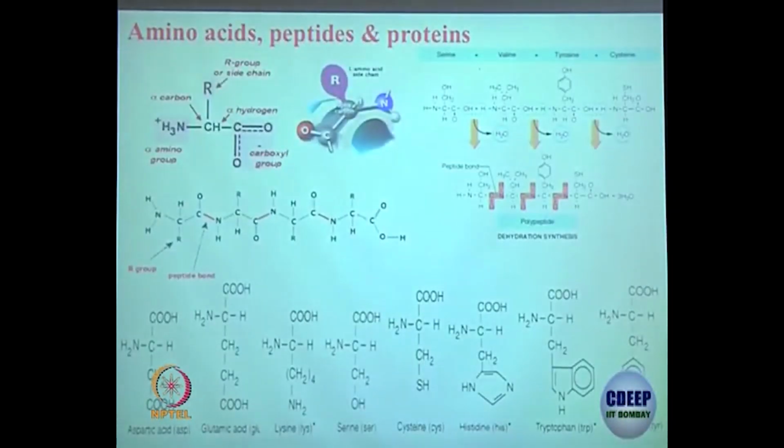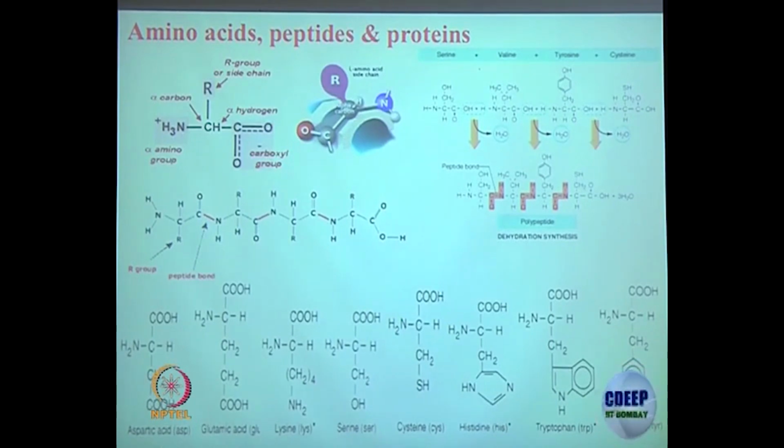Now, these are the slides: amino acids, peptides and proteins. You know it. An amino acid is something like this, the acid part and the amine part. Amino acids put together form the protein backbone, right? And these are the different amino acids we are talking about: aspartic acid, glutamic acid, lysine, serine, cysteine, and a lot more. I'm not asking you to memorize, but three or four amino acids you must know. This is your responsibility. If someone is asking a question, I cannot help.